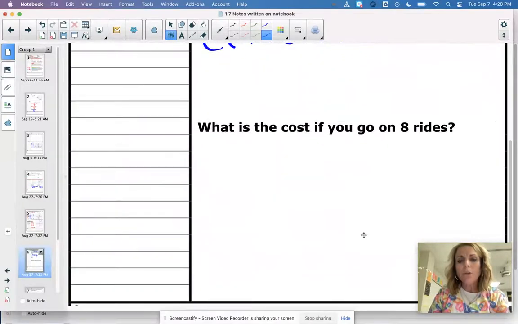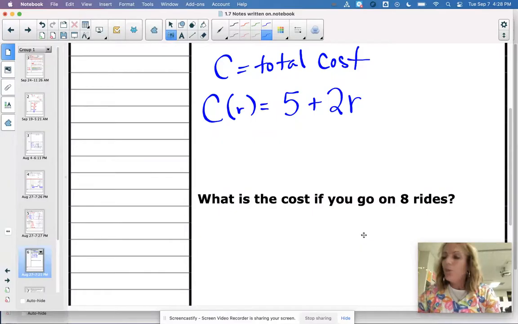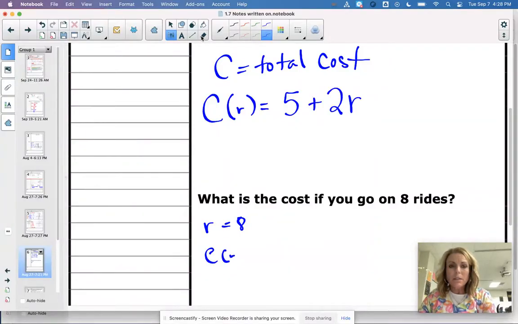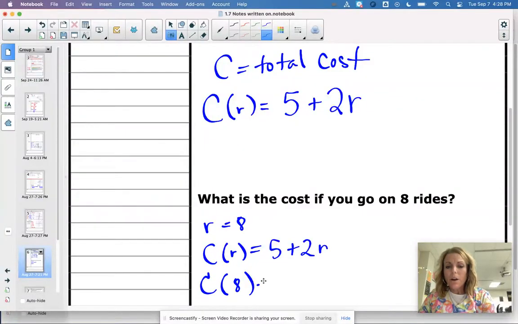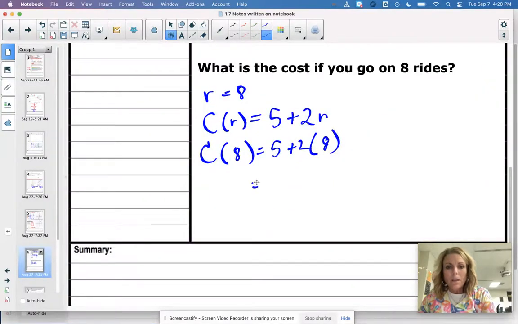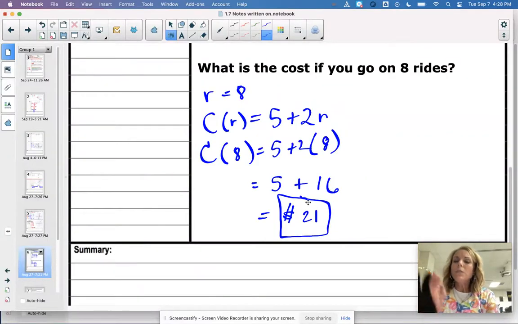Well, let's scroll down. So what is the cost if you go on 8 rides? Well, that's telling me that R is equal to 8. So we are going to use the function that we have above, and we're going to plug in 8 for R. 5 plus 16 is 21. So what is the cost if you go on 8 rides? You're going to pay $21.